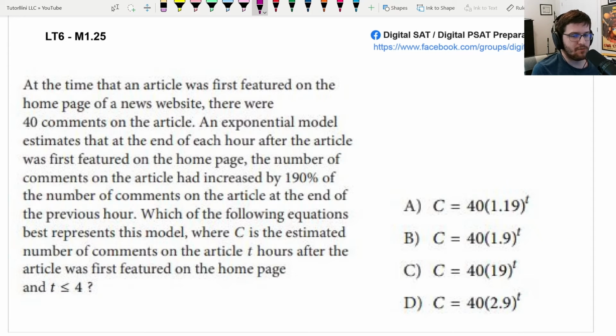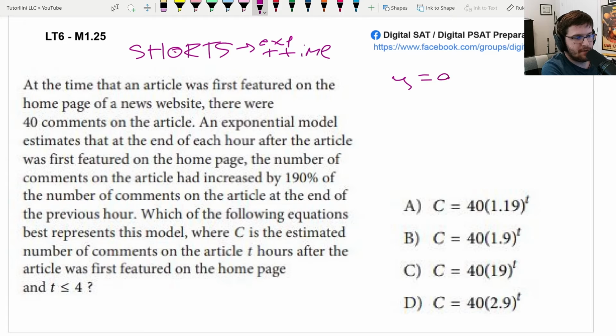Okay, this is module 1, question number 25. So I have a series of shorts on this. It's called Exponentials plus Time. There's 3 of them. You definitely go check those out. This is also on every exam. This is the most basic form, y equals a times b to the x, where a is the initial value and b is the multiplier.